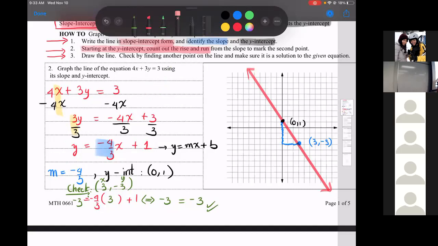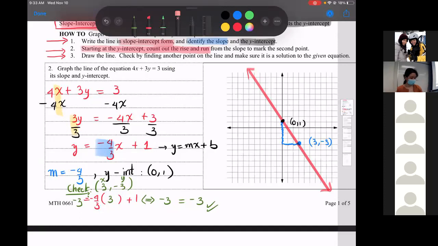3 or -3? 3, and then here will be -3. And I'm going to put a question mark here because I don't know if it's equal. So it turned out to be equal. 3 divided by 3 is 1. -4 times 1 is still -4. -4 plus 3 is -3. So the right-hand side is equal to the left-hand side.